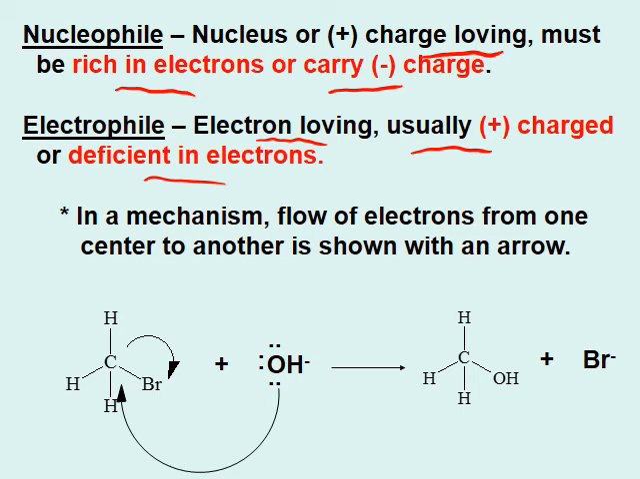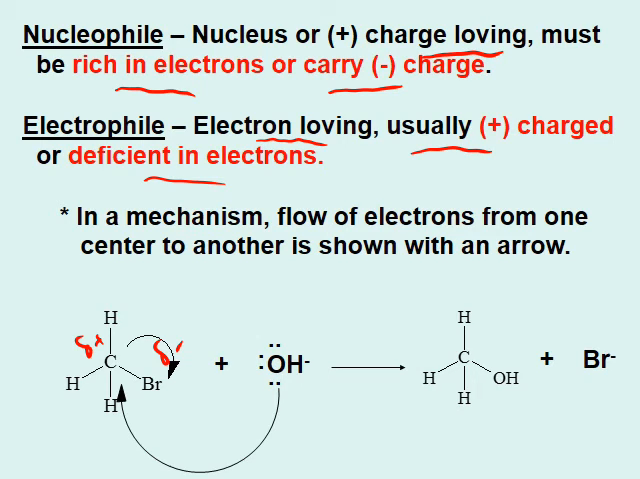In a mechanism, flow of electrons happens from one center to another, depending upon who has extra pairs of electrons, can often donate its electron pair to the atom which is positively charged or has some partial charge development in case of a polar bond. In this particular case, this carbon is delta plus, has a slight positive charge. Br is delta minus because Br is more electronegative. So obviously the reaction happens like this.